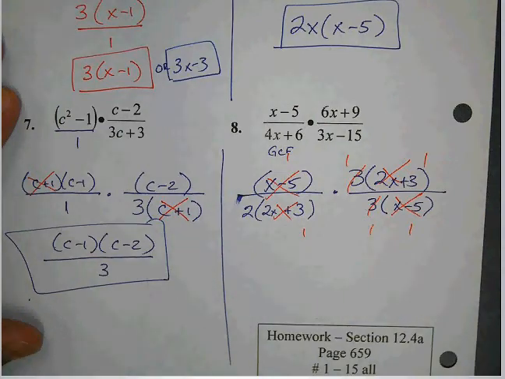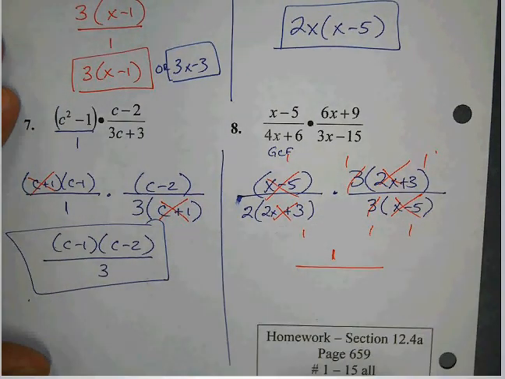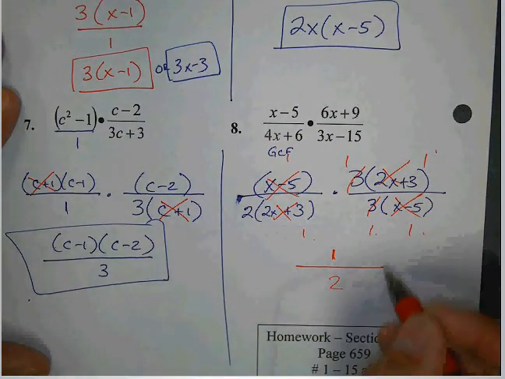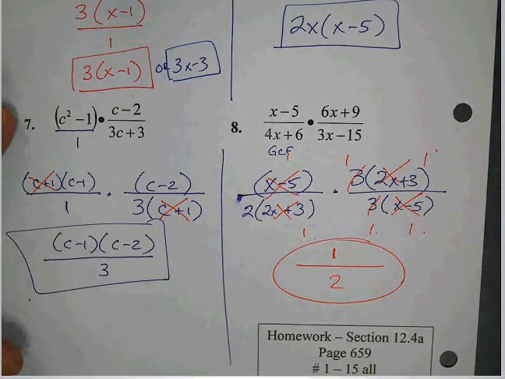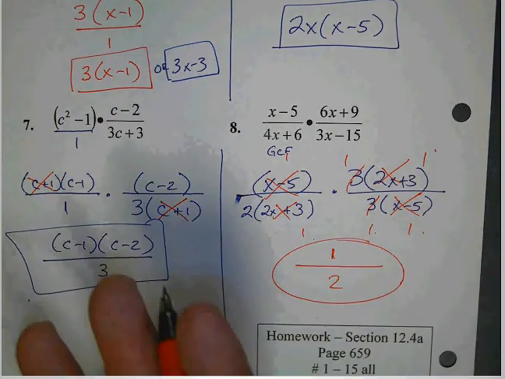So on the top I have 1 times 1 times 1. That's 1. On the bottom I have 2 times 1 times 1 times 1. That's 2. We start with a complicated problem, we end up with 1/2.